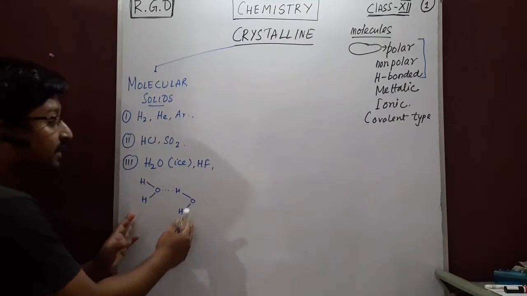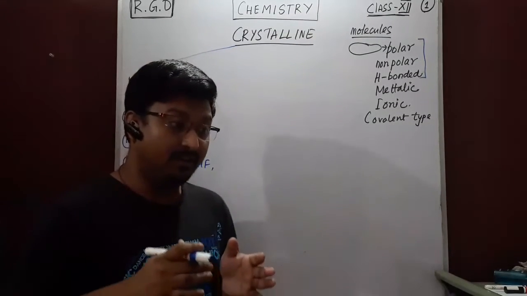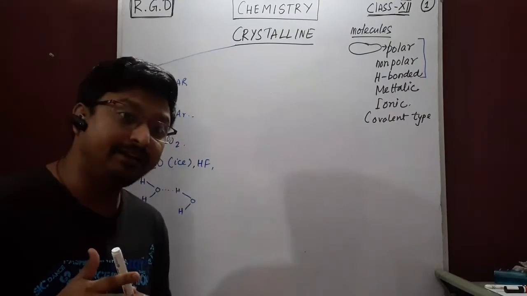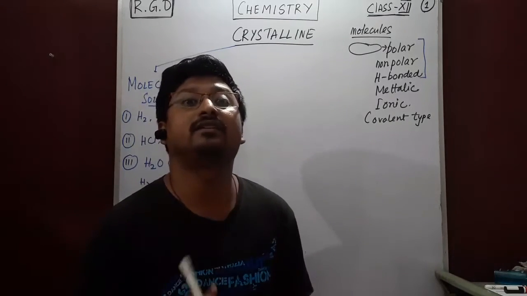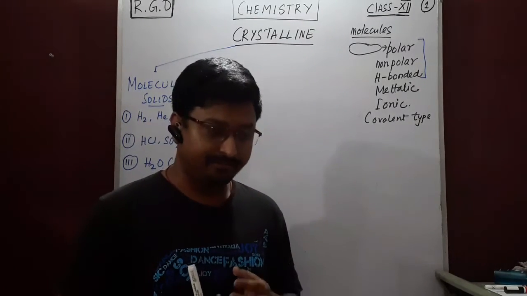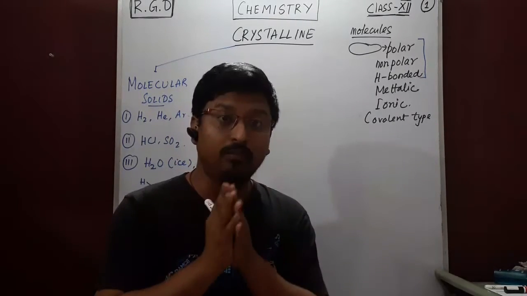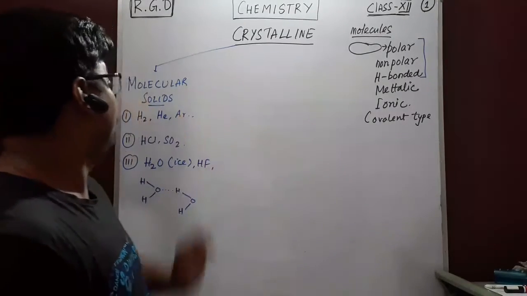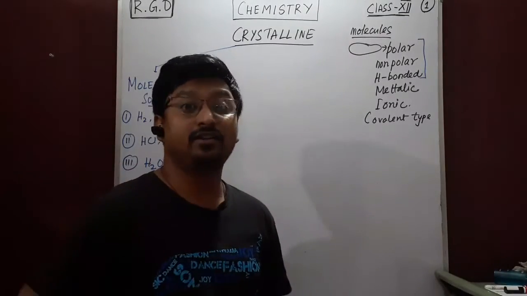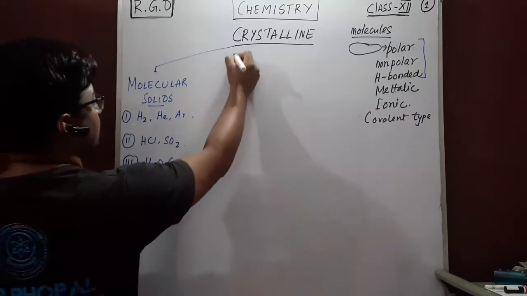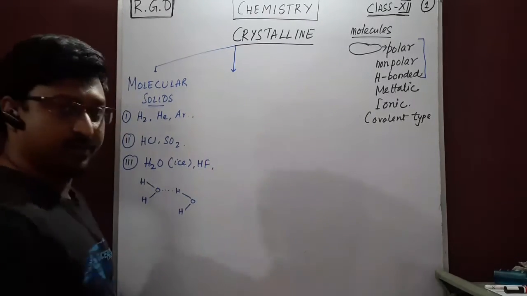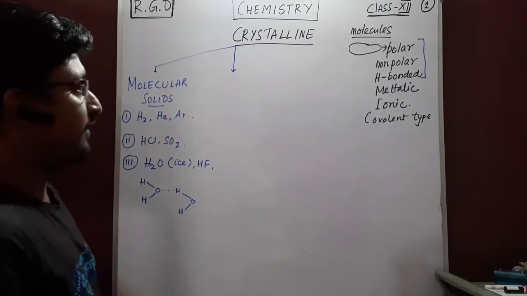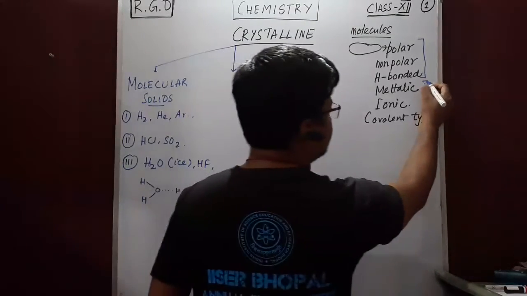Due to these hydrogen bonding interactions, in ice, they have a perfectly hydrogen-bonded condition. That is a very important, live example of molecular solids with hydrogen bonding property. So these are the molecular solids. These three categories are non-polar, polar, and hydrogen bonding. Now let's move to the next category, which is metallic.